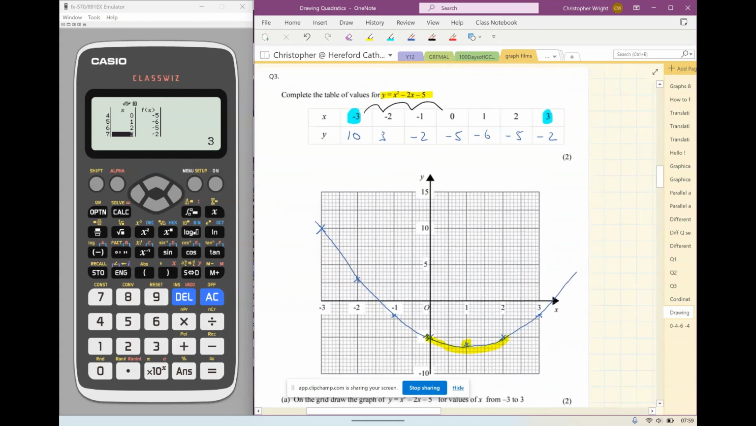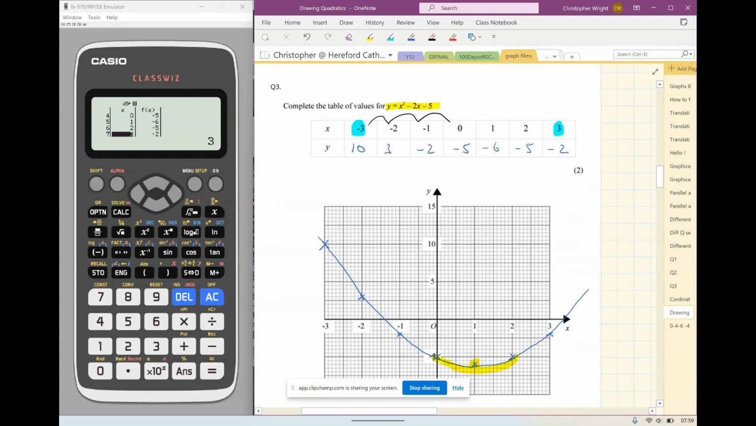Now, before you move on, make sure you remember to put your calculator back into its ordinary mode, so menu 1. And now I'm back in the ordinary mode on the calculator, ready to continue with my paper.